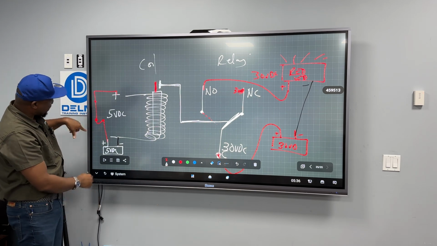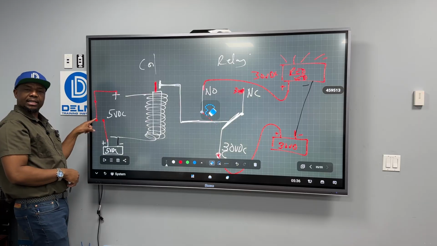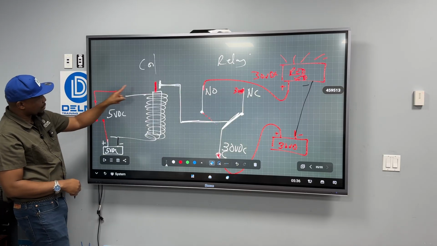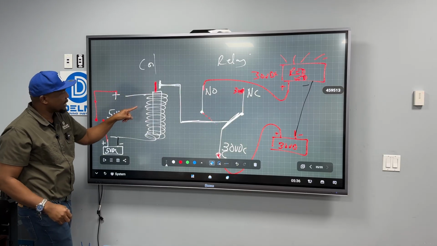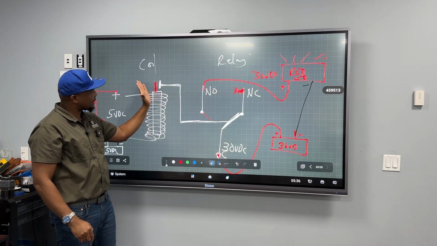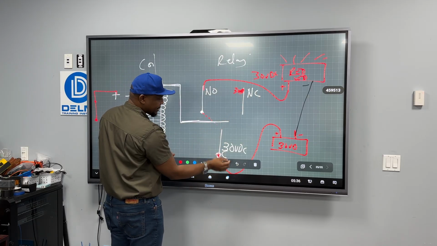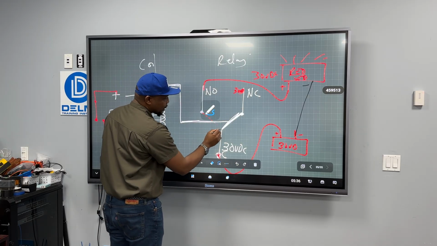And when I open this circuit here, when I break this circuit, meaning that now no electricity is flowing, this is no longer a magnet. So it's going to let go of this. This is going to go back. And this comes back and makes contact here. And then the electricity will continue to flow through here.